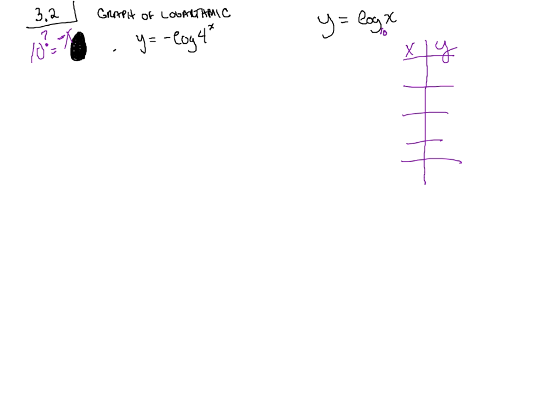And also, I can't use an x value of 0 either, because there's nothing that I can raise 10 to that will ever give me 0. There's no exponent I can raise 10 to that will give me 0. Does that make sense as well?